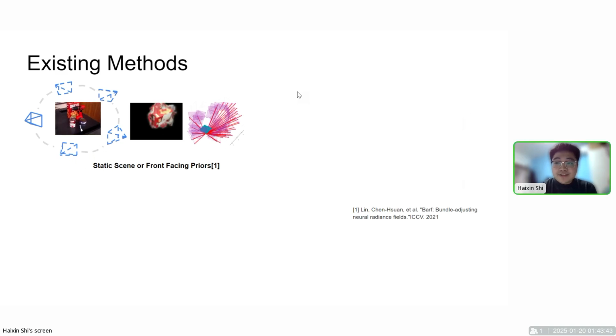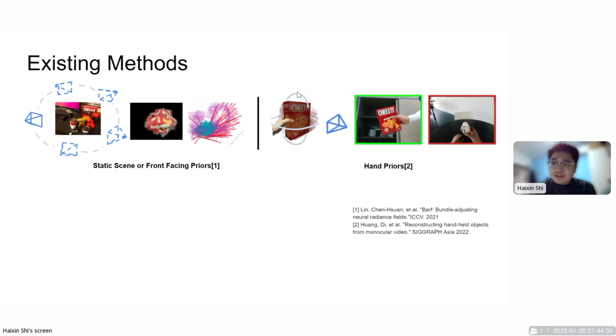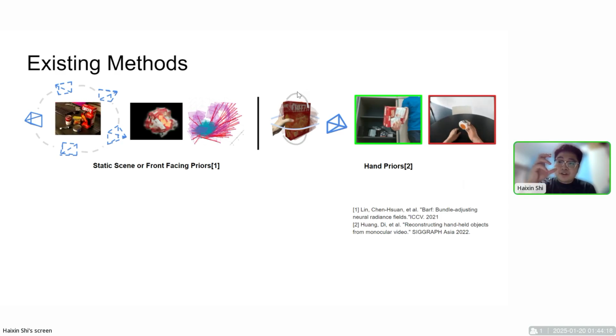Most of the existing methods have priors. For example, some of them rely on a static scene, or they are limited to front-facing scenarios. Another direction of methods relies on hand poses. They use the hand poses to initialize the object poses. However, such methods have strong priors that we need to grasp the object firmly. We could not use two hands to freely rotate the object.